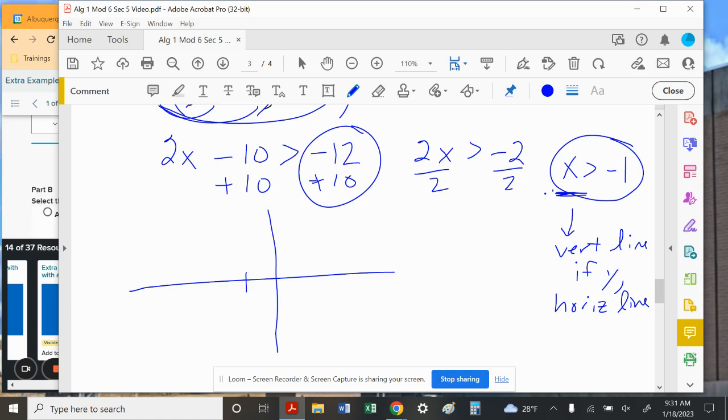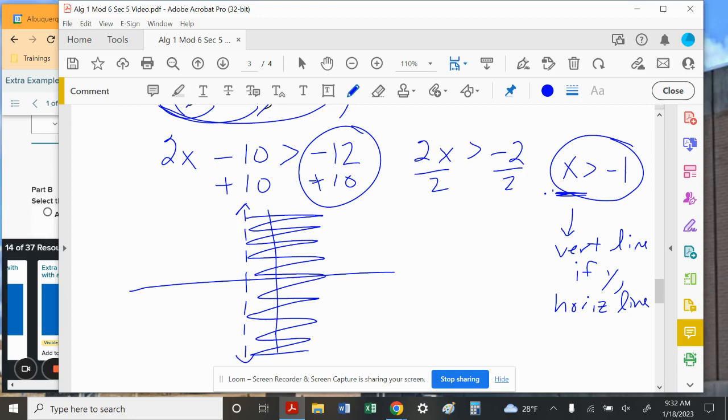We're going to do kind of the same thing now. Notice that we have a negative 1, and notice we don't have an equal sign there. So since we don't have an equal sign, based on what I've been talking about, it has to be a dashed line instead of a solid line. And then it says greater than. So which way is greater than? Notice I don't even have to plug any numbers in. Greater than is going to be to the right. Pretty straightforward to graph that one.